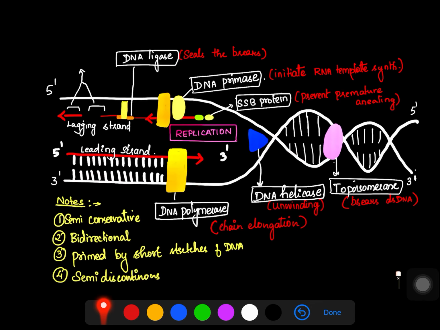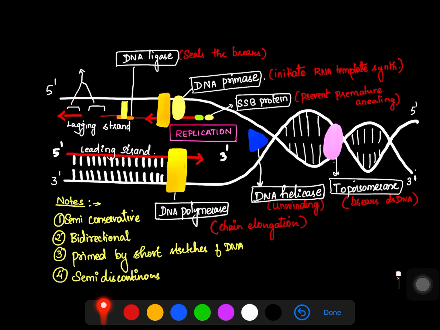Also, there can be multiple sites of replication. Usually, replication occurs in the S phase of the cell cycle. To complete within the S phase, it has to replicate at different sites to speed up the process. Hence it is a bidirectional process. Third, it is primed by short stretches of RNA. This I will tell you later. Fourth, it is semi-discontinuous. This also I will discuss now.